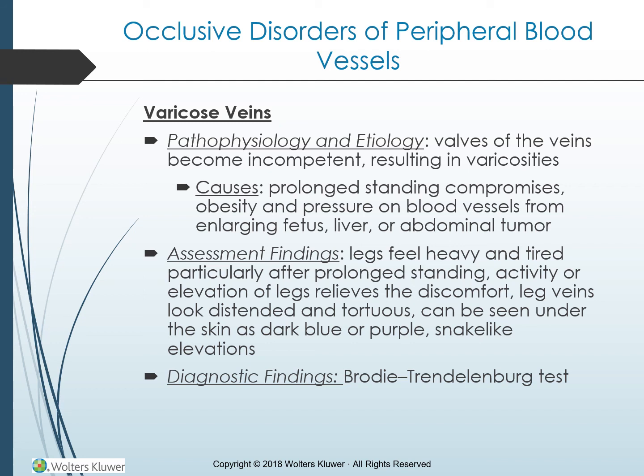Diagnostic findings. The Brody-Trendelenburg test is performed for diagnostic purposes. The client lies flat and elevates the affected leg to empty the veins. A tourniquet is then applied to the upper thigh and the client is asked to stand. If blood flows from the upper part of the leg into the superficial veins when the tourniquet is released, the valves of the superficial veins are considered incompetent. Ultrasounds and venography are also used to detect impaired blood flow.